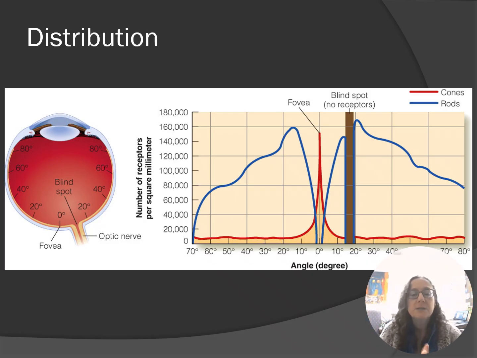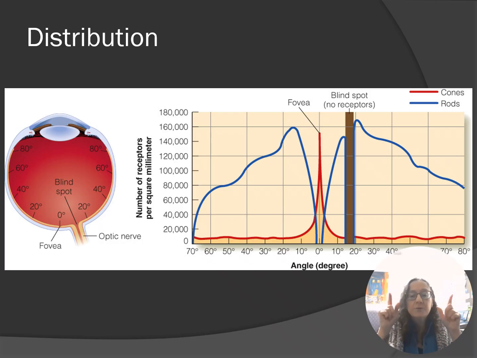Okay, and so if you look at the 0 degree mark, the red line is the cones, and you'll see we have lots and lots of cones packed into that foveal vision, and then they trail off really quickly, and we have some cones out in the periphery, about the same amount as other areas of the periphery, and there are just not very many cones. If we look at the rods, the blue lines, you can see that there are no rods, none in the foveal vision. Okay, we're going to end up coming back to that.